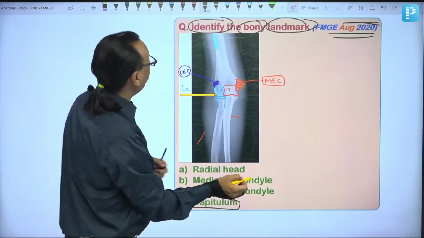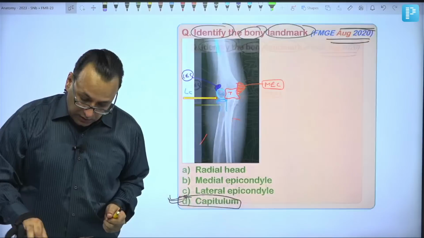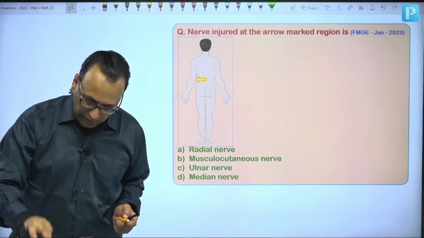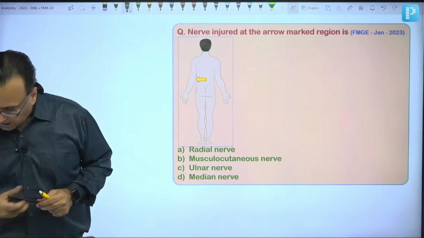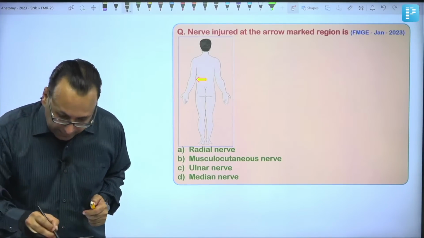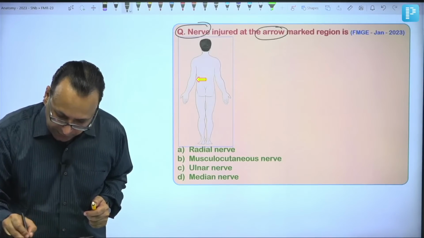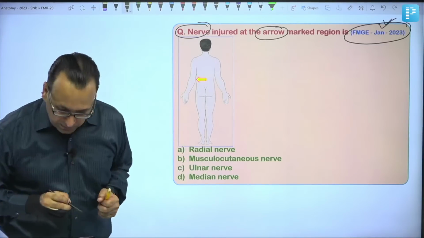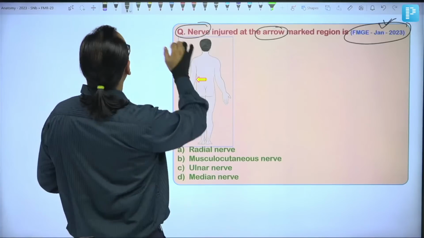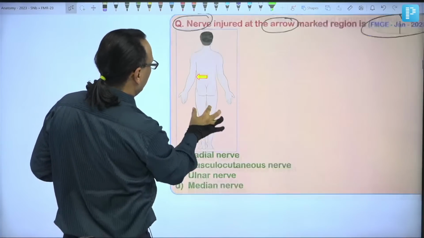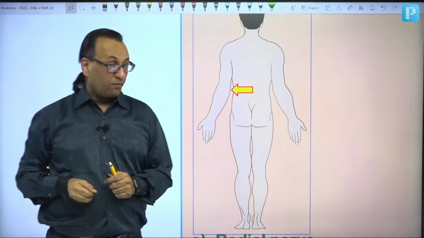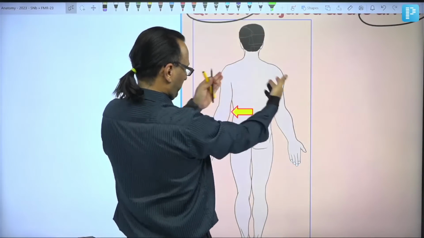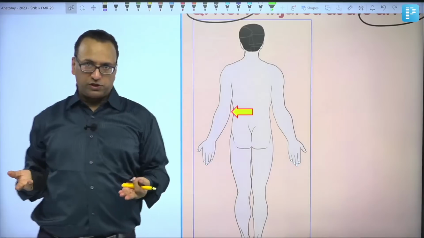Now once you got your answer here, proceeding further, you see this is one question which has come in your exam 2 times. So what is it asking? It is a nerve injured in the arrow marked region, FMGE this year. So this year in the month of January they have asked, and where is the arrow mark? You can zoom a little bit. As you are zooming this, you can see what they are marking towards. Posterior view, you can see this is the head region.